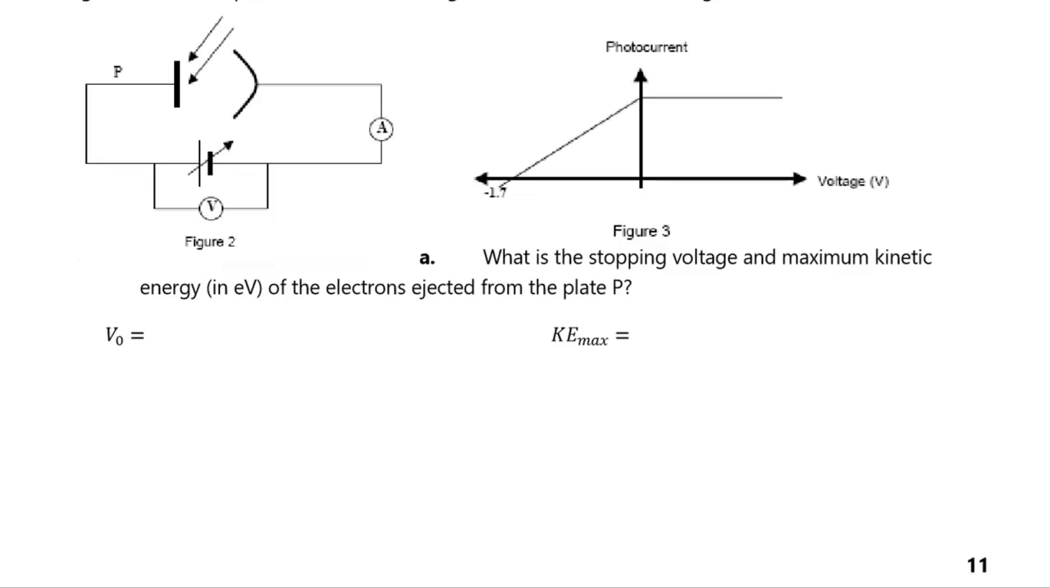We want to know what is the stopping voltage and maximum kinetic energy, in electron volts, of the electrons ejected from plate P. Okay, so stopping voltage is here. Now, a critically important thing you need to be aware of is we quote stopping voltages as a positive value. We don't quote them as a negative value. That negative was just saying it was a reverse voltage that is applied, but we just care about what size reverse voltage, so we just quote it as a positive.